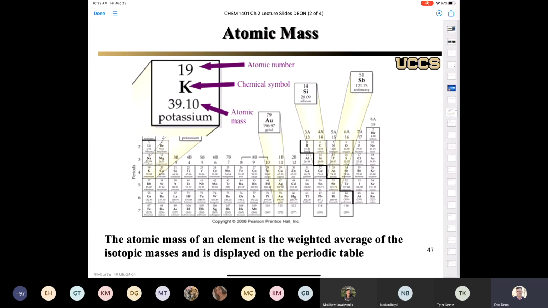The atomic mass that you see on a periodic table is a weighted average of the isotopic masses, okay? So what scientists have done is they've taken the weighted average of the isotopic masses and put those as the atomic masses in the periodic table. And that takes into account the relative abundance of different isotopes.